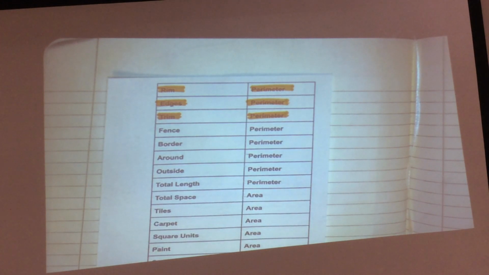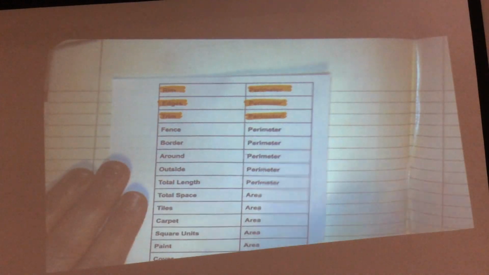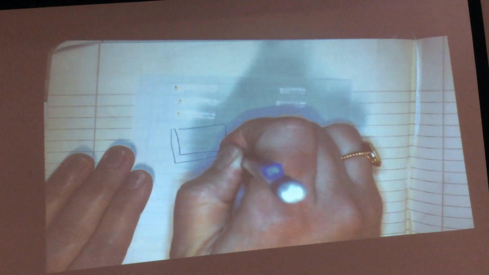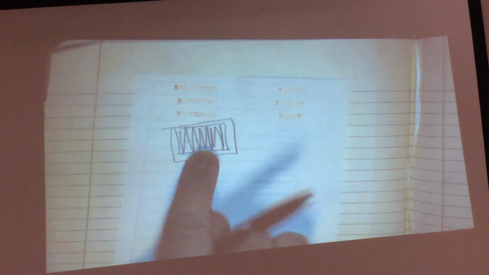If you're putting a fence in your yard, am I covering my entire yard? If this is my yard and I want to put a fence, am I going on the outside? That would be area if Rufus has anywhere to run. Does Rufus have anywhere to run if this is where my fence looks like?